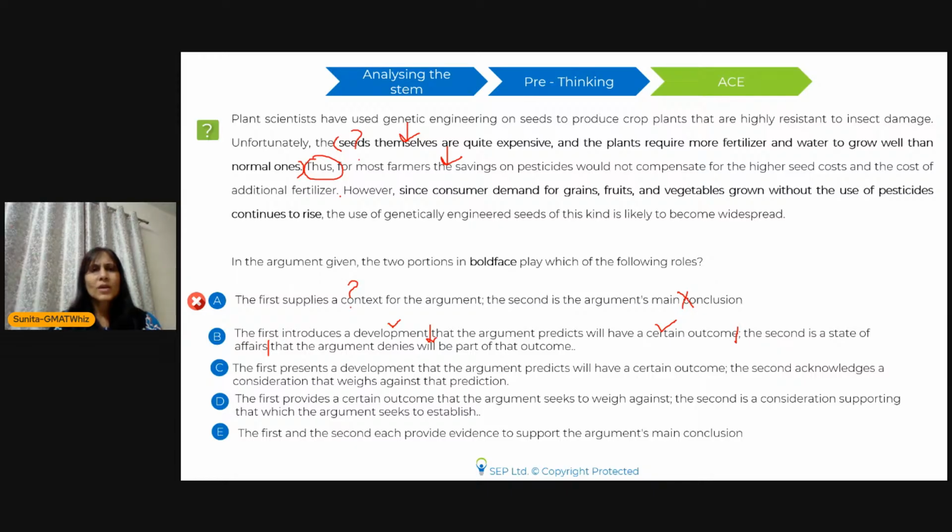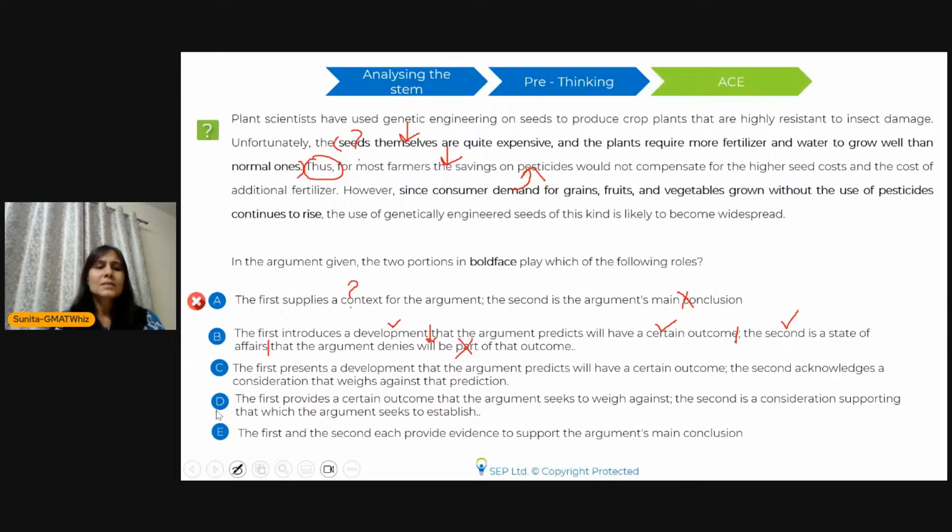So yes, consumer demand is going up. We can call it a state of affairs. So this part of B is also correct. That the argument denies will be part of that outcome. So is the argument saying that this will not be a part of this? No. This is the part. So this last portion of B is incorrect.